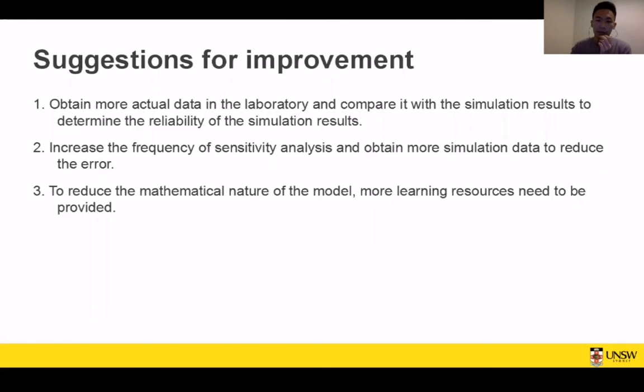There are 3 main improvement measures required for this project. Get more actual data in the laboratory instead of relying too much on simulation software. Increase the number of sensitivity analyses and increase the database to reduce errors. Get more resources and reduce the mathematical nature of the model.